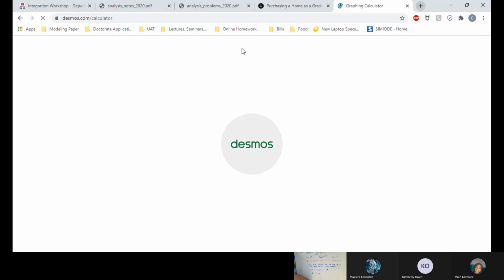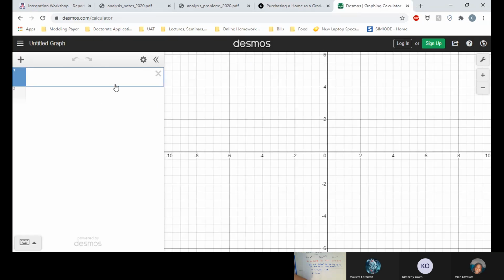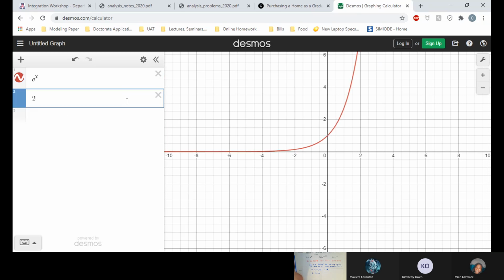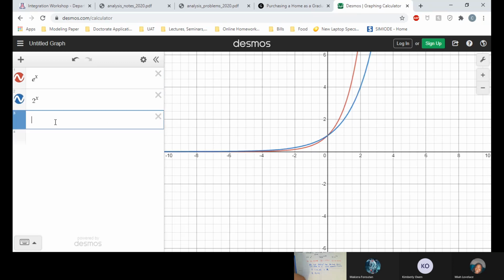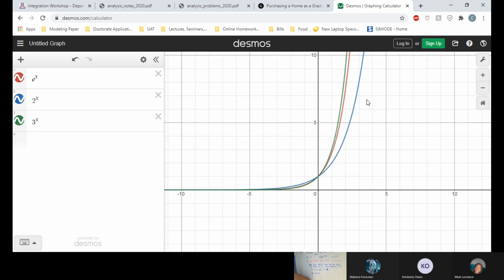Go to Desmos, and we'll graph e raised to the x. There it is. It's really nothing special about it, right? It looks like an exponent. Like for instance, if I graph 2 to the x and 3 to the x, functions that we've already seen, it's just kind of like one of those, right? It acts pretty much the same.